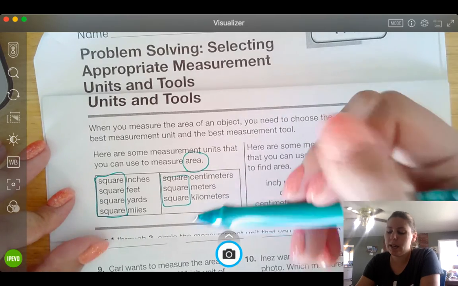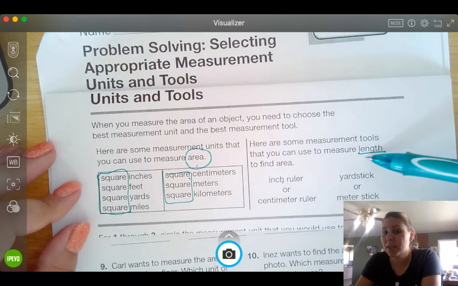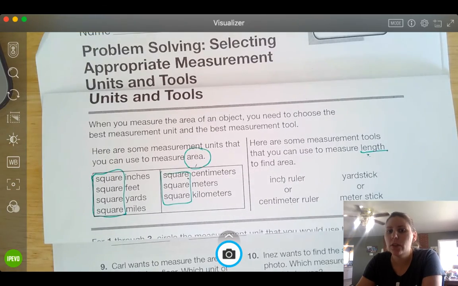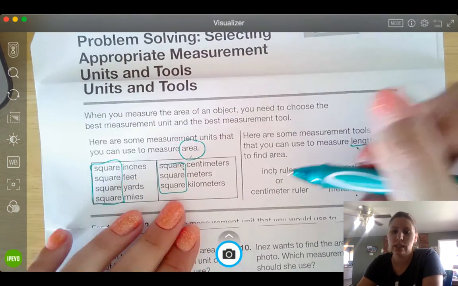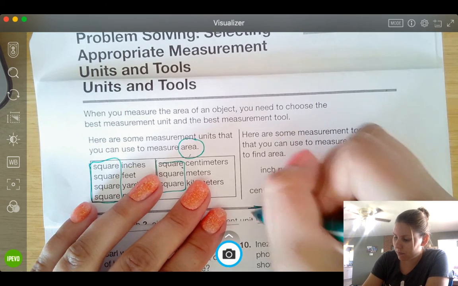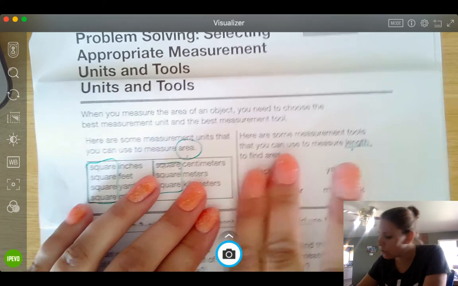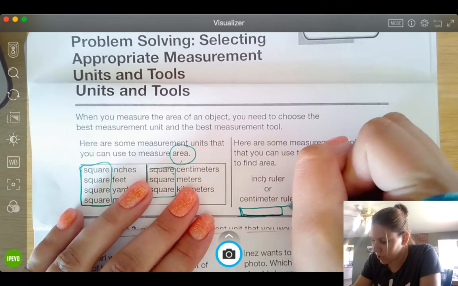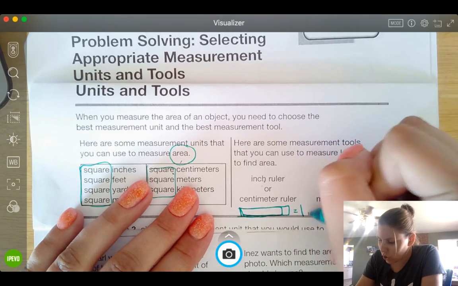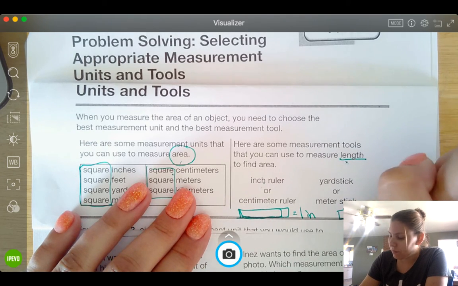If it's area, it has to have square. If you're just measuring the length of something or the perimeter, then it does not. You could have inches or centimeters. Remember, an inch is about this long. About 2 fingers for me, probably 3 fingers for you is about 1 inch. And a centimeter is much smaller.